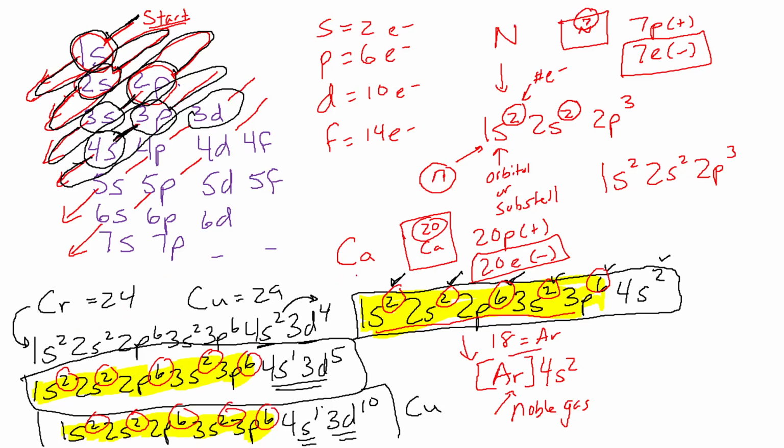Those also are argon. So we could shorthand chromium by saying argon, continuing on with its electron configuration, 4s1, 3d5 in this case. And for copper, again, argon, 4s1, 3d10. Now you may be thinking, is it always argon? And it's not. It's always the noble gas that comes before whatever you're writing electron configuration for.